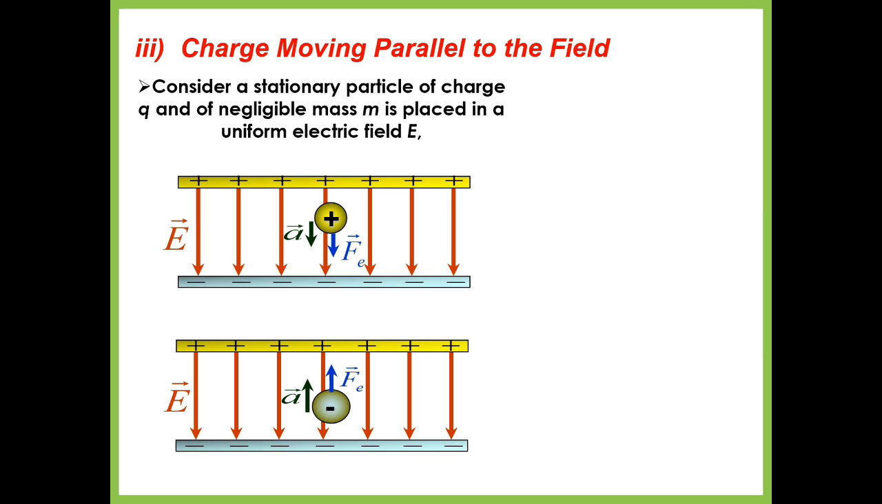Now we look at the third case, or the third situation, that is the charge moving parallel to the field. In this case we have a charge in between the two plates, positive and negative. When we have a positive charge, it will tend to be attracted to the negative plate, so the motion is downward. And if we have a negative charge, it will tend toward the positive plate, so the motion of the charge is upward. When a charge is moving, it will have its own acceleration.